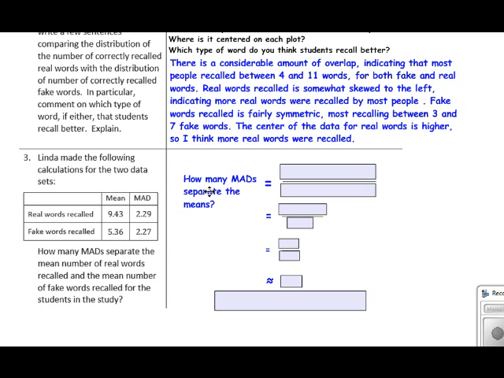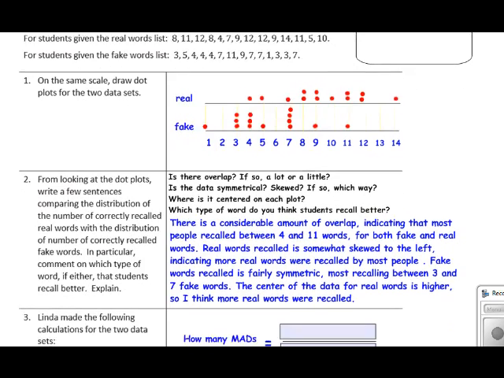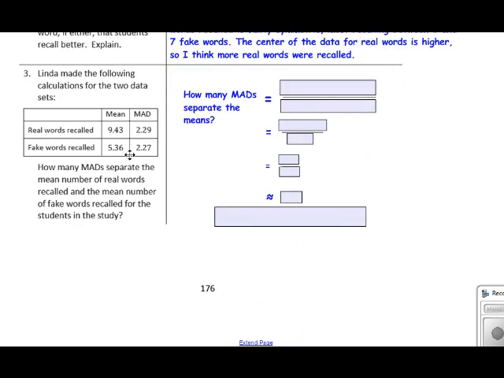How many MADs separate the 2 means? So the MADs are right over here, and recall how the MADs are calculated. If the mean is 9.43, then you would subtract 9.43 minus 8, 9.43 minus 11, 9.43 minus 12, 9.43 minus 8. And you take all of those differences and you add them together, and then you divide by 14, and that's your MAD score. So we have a MAD score for real and a MAD score for fake, and we want to know how many MADs separate the means.